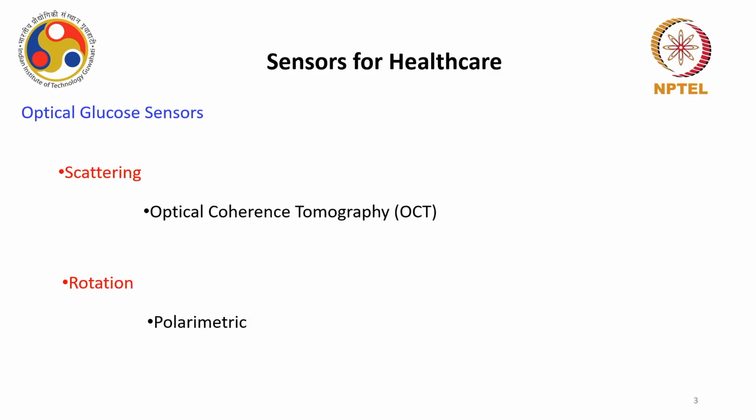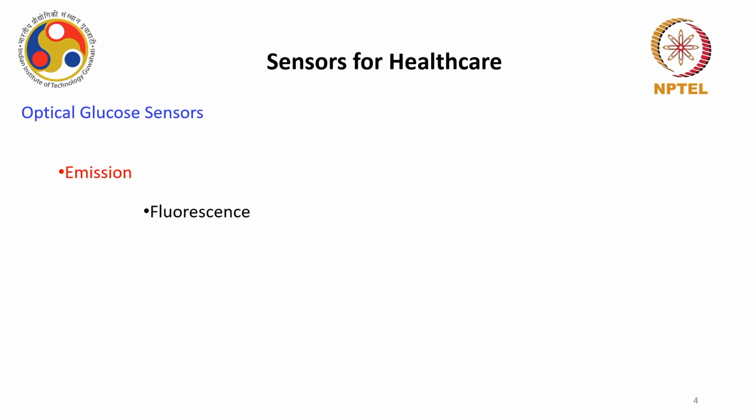We have also seen that these optical glucose sensors can utilize the scattering principle, where we have devices based on tomography or imaging, which is known as OCT, optical coherence tomography. We can have devices based on rotation of polarization, so we have polarimetric glucose sensors. Based on emission, we have mostly fluorescence based devices, and based on diffraction we have holographic sensors.